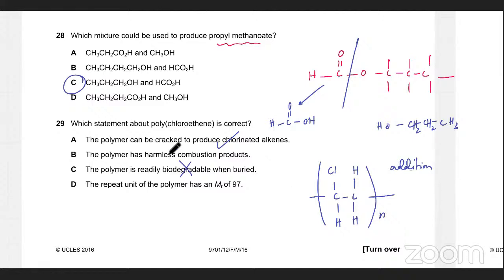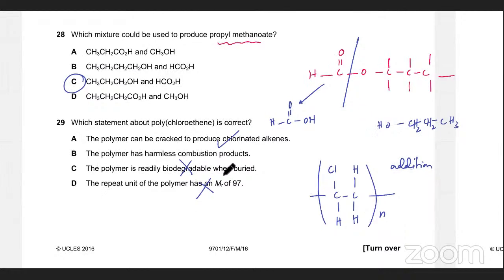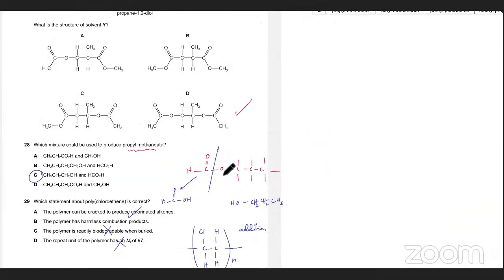They're very unreactive. And the repeat unit of the polymer has an Mr of 97. I don't think that's 97. This is a lot less than 97. The repeat unit has 2 carbons, that's 24, plus 35.5 for the chlorine, and 3 hydrogens. So I don't think that's 97. So the first one kind of looks to be correct. Okay, then which one is it?